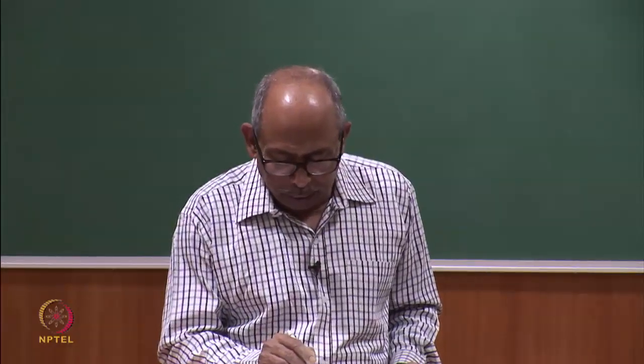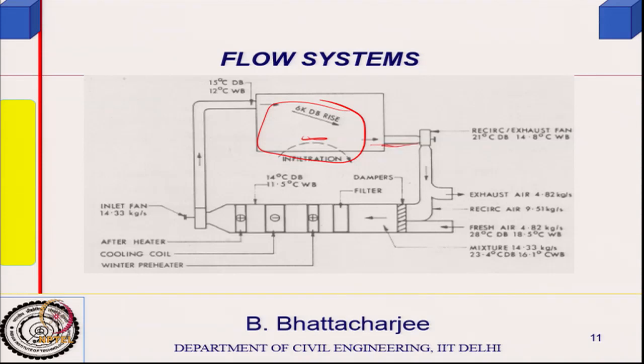So, if you look at it this way, this is the exhaust or collection of the air from the room, and part of it would be recirculated and the rest will be going out. So, here is the exhaust actually. This is the exhaust, this is recirculated, and this is fresh air.